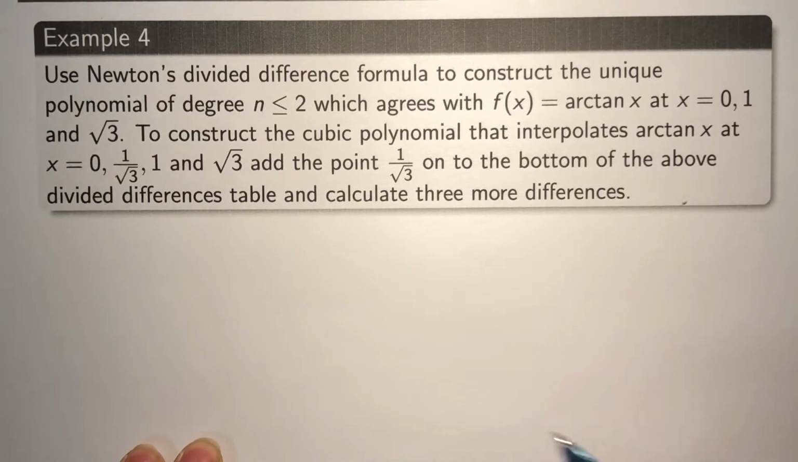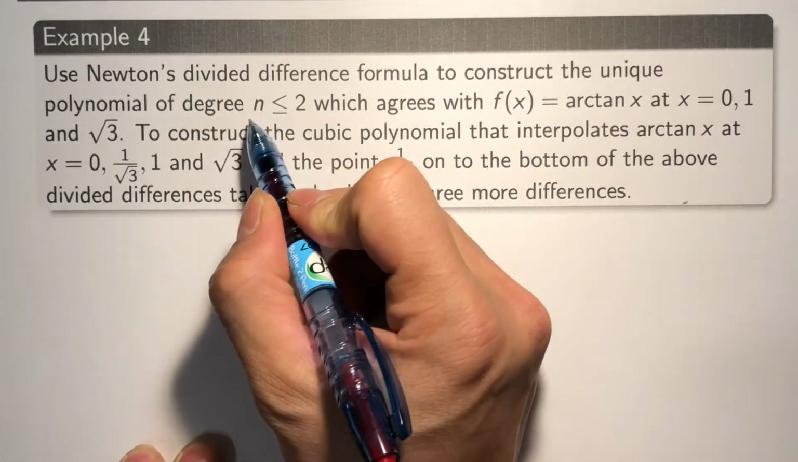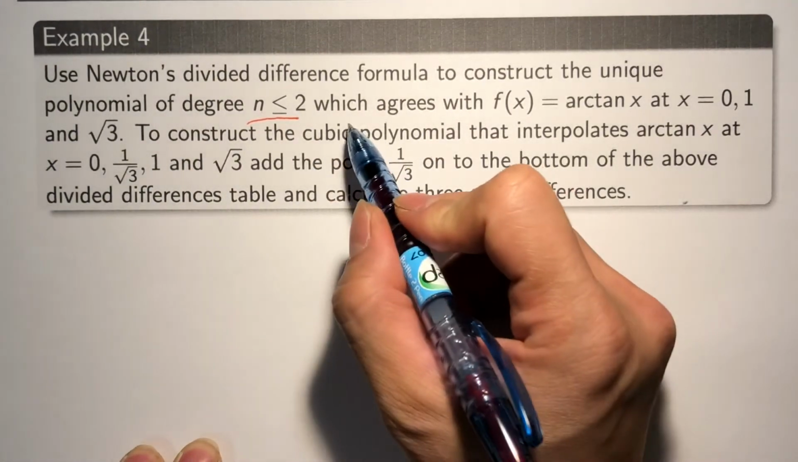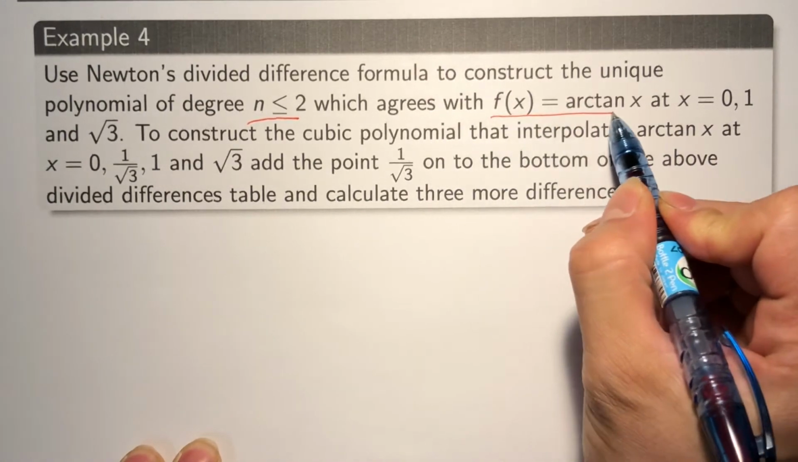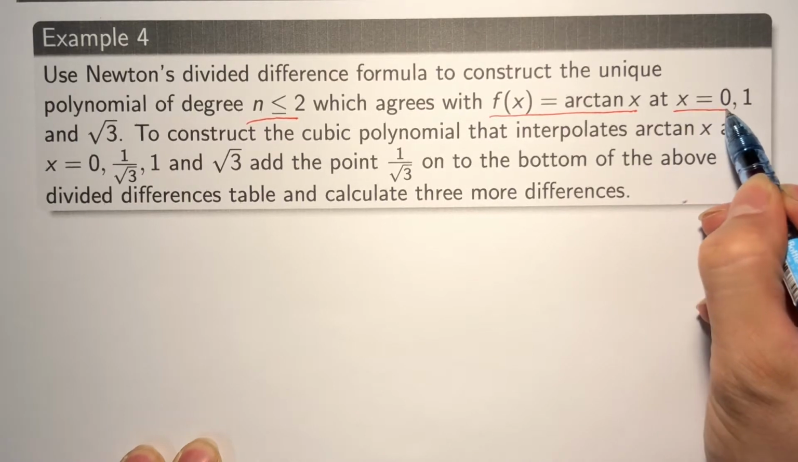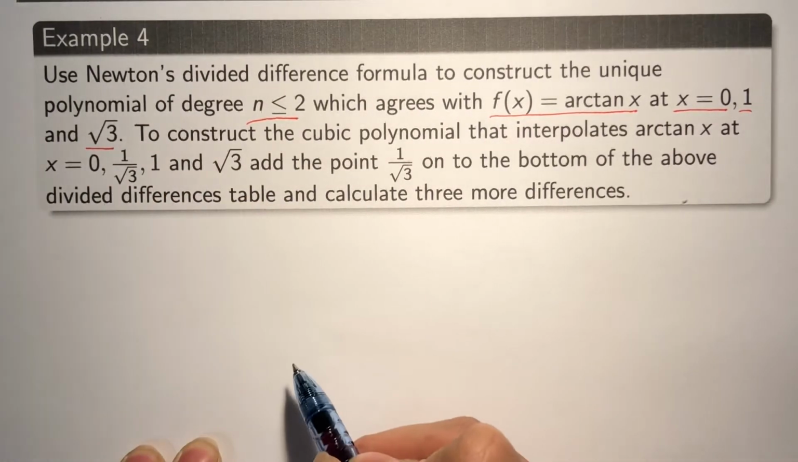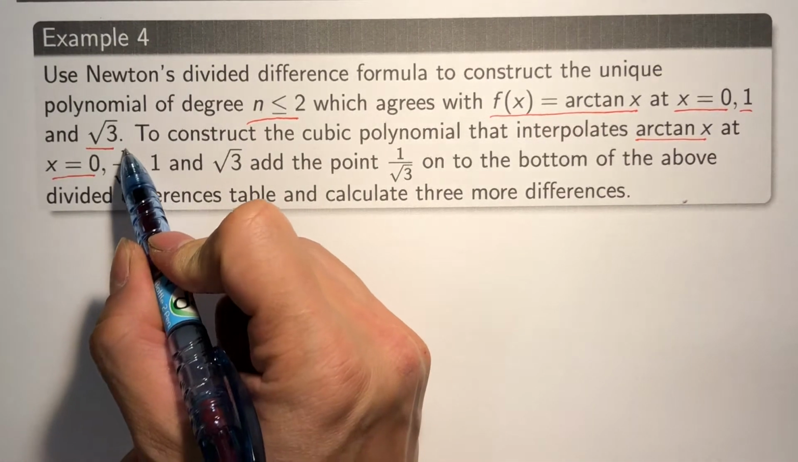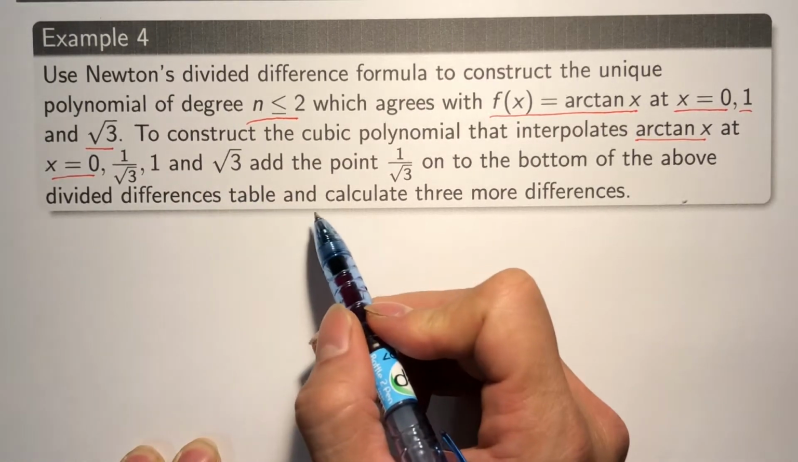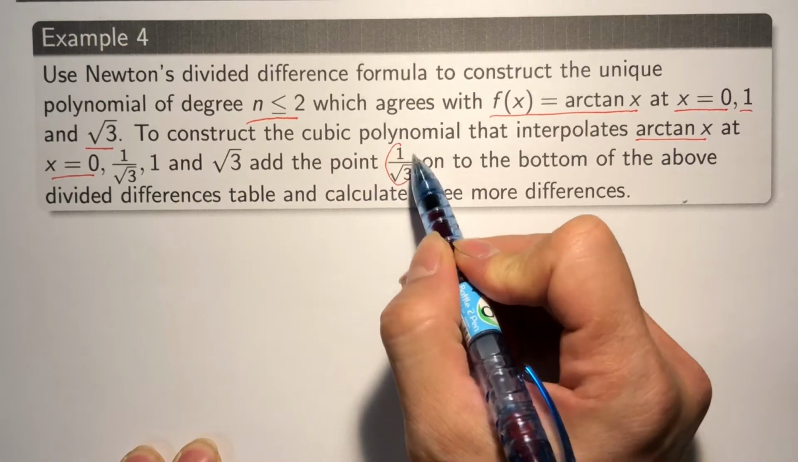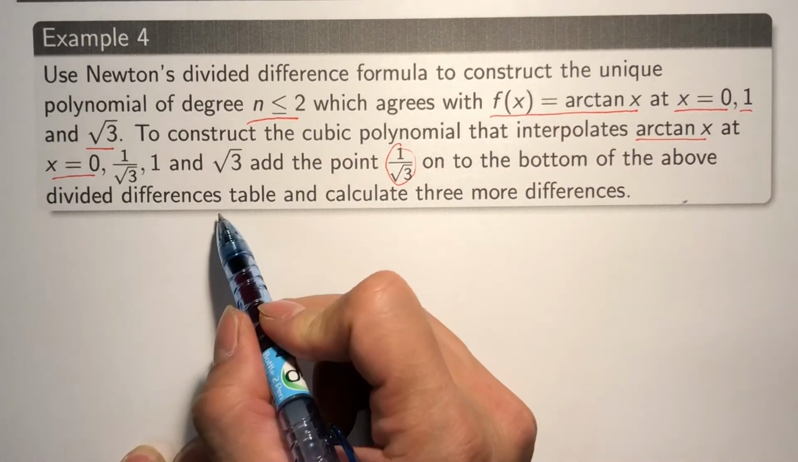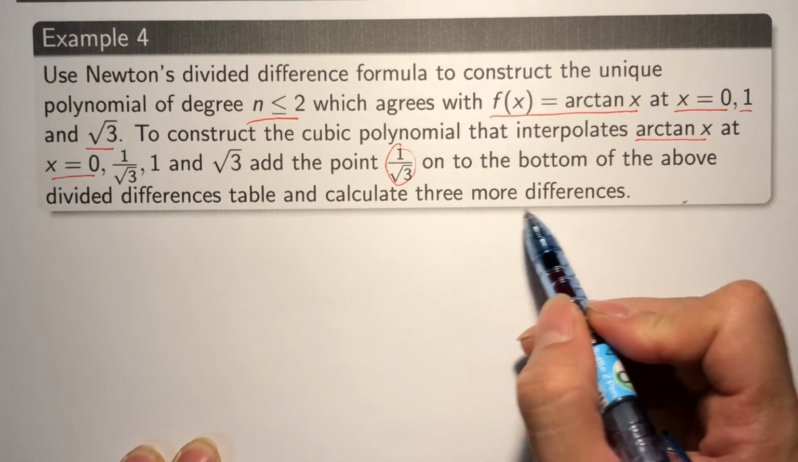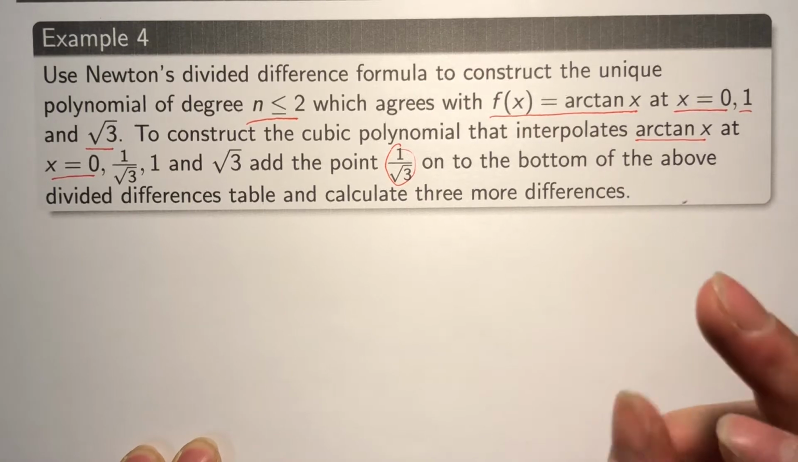Alright, example 4. Use Newton's divided difference formula to construct the interpolating polynomial of degree n smaller or equal to 2, which agrees with f(x) equals arctan x at x equals 0, 1, and √3. Then construct the cubic polynomial that interpolates arctan x at x equals 0, 1, √3, and 1/√3, by adding the point 1/√3 at the bottom of the above divided differences table and calculating the three more differences. So in this question we have two parts.